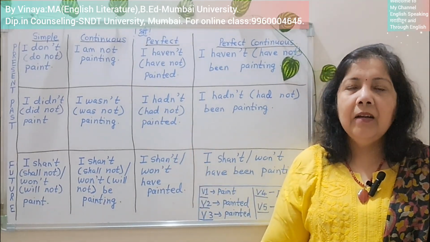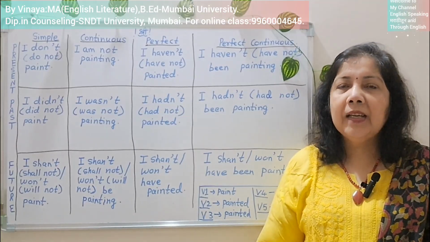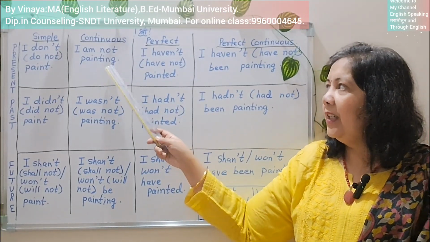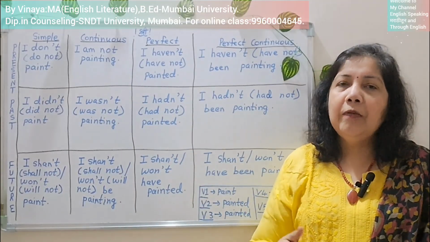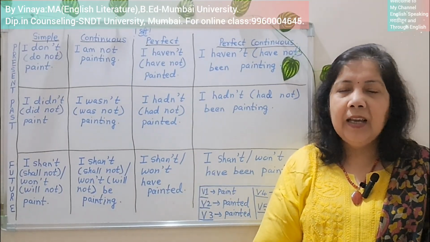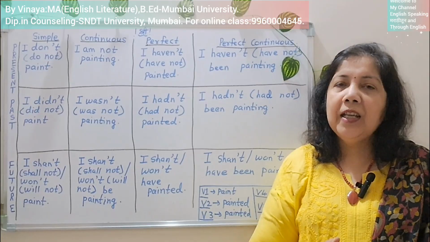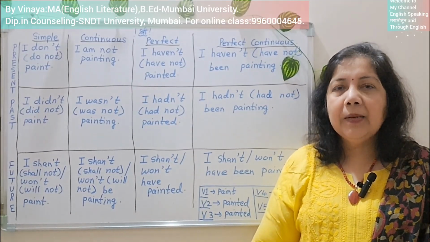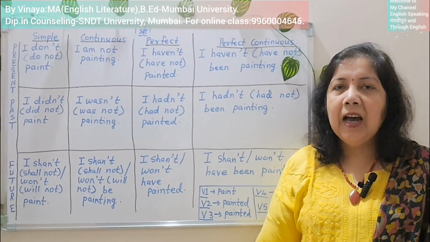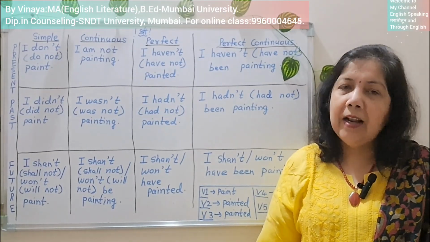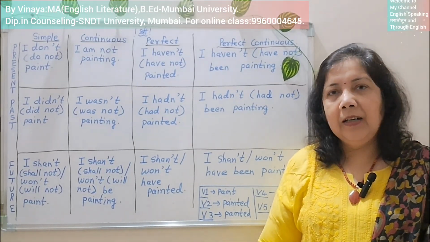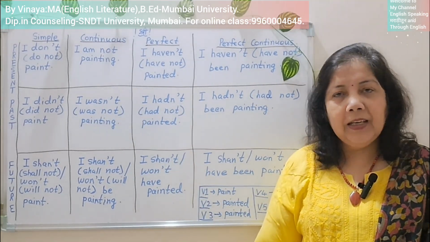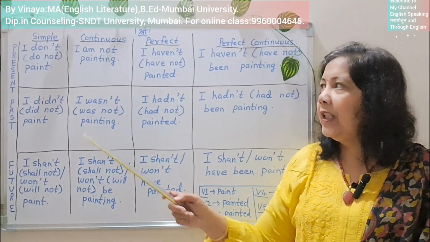I am not painting. Formula: subject plus am or is or are plus not plus ing, that is V4. Now when is am? When subject is I, am. When the subject is he or she or it, is plus not, isn't. When the subject is we or they or you, are not or aren't. Am or is or are. And painting is V4. So this tense mostly is clear. Now let us move on to the next one.